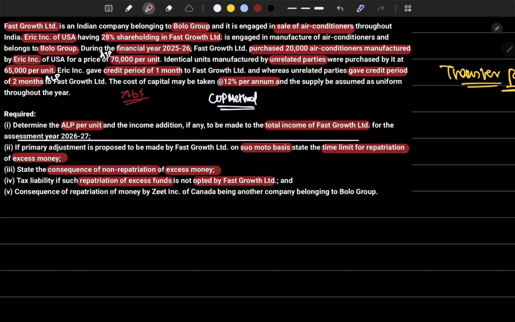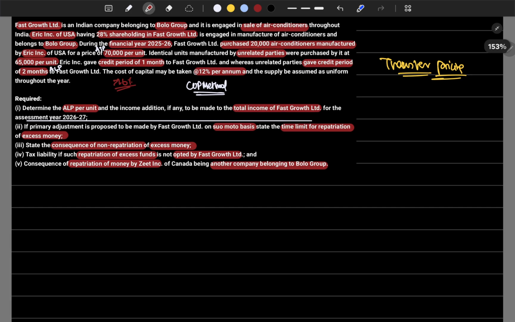Then the consequence of repatriation of money by Zeet Limited. This is also another company belonging to Bolo Group only. So if that company repatriates, it's okay. That is what they are asking in the question. So let's quickly solve the problem.